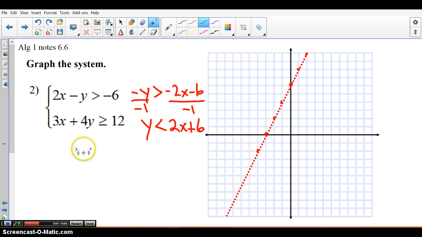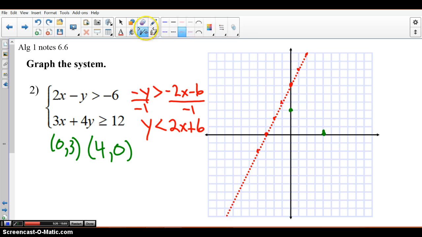Now this time I'm going to use the method I prefer, which is by using intercepts. So I'll start by saying, well, if x is 0, then what's y? Well, y would have to be 3. And by the same token, if y is 0, we know x would have to be 4. So I'm going to graph those 2 points, (0, 3) and (4, 0). From there, I can simply connect.